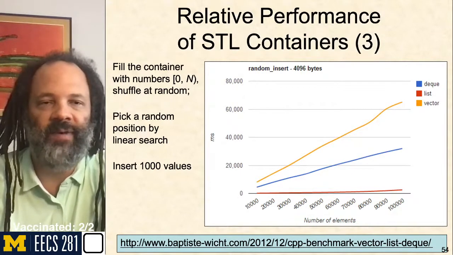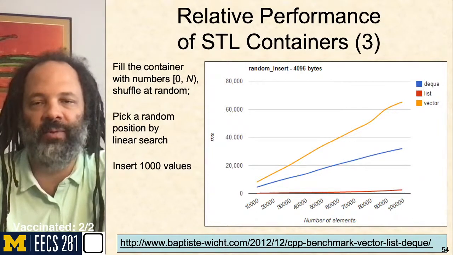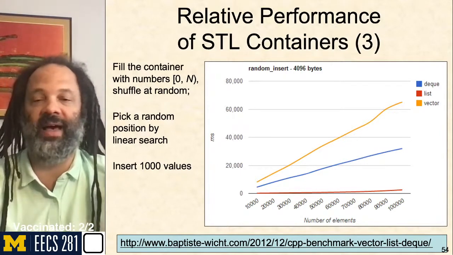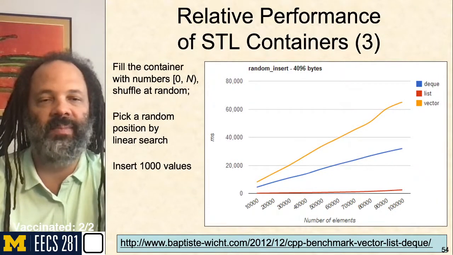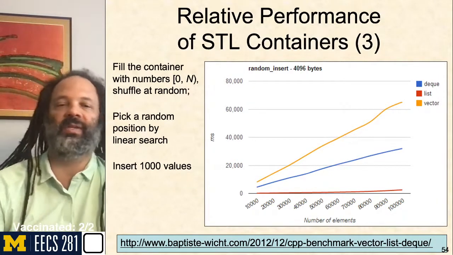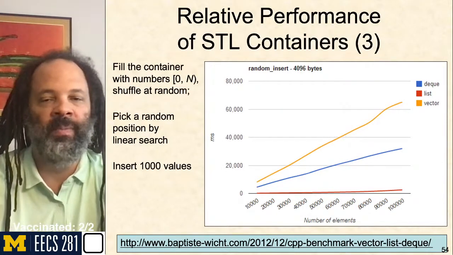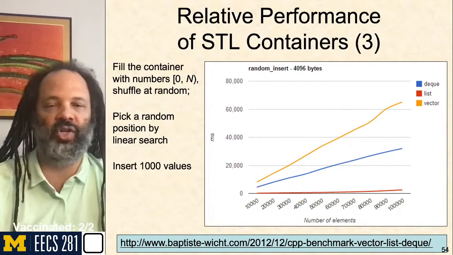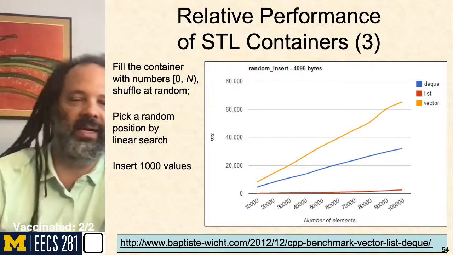This version finally gives list a chance to shine, right? Fill the container with numbers 0 through n, shuffle at random, then pick a random position by linear search, and insert 1,000 values. We expect the linked list to go fast here, and it does. What we expect to be really painful is the vector, because when we insert a bunch of values at the beginning, we gotta shift a bunch of values over. So that's what's going on there. Across the bottom is the total number of elements in the list before the insertion, and then the vertical axis is how long that took in milliseconds in time.